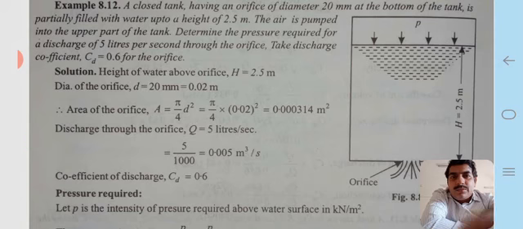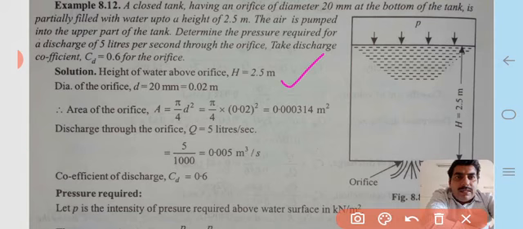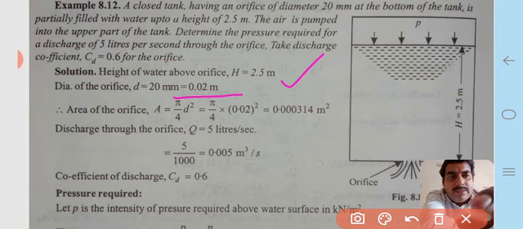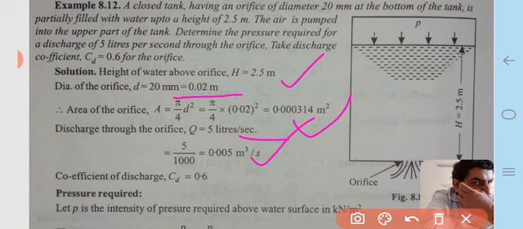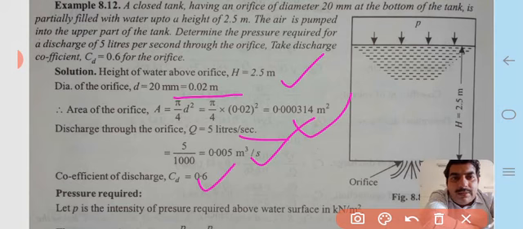Now we come to the solution part. The height of the water above orifice H is equal to 2.5 meter. Diameter of the orifice is 20 millimeter, which is given, and it can be converted into meter, 0.02 meter. Area of the orifice is pi by 4 d square, and it is 0.000314 meter square. Discharge through the orifice Q is equal to 5 liters per second, and it can be converted into meter cube per second. Discharge through orifice Q is equal to 0.005 meter cube per second. Coefficient of discharge CD is given.